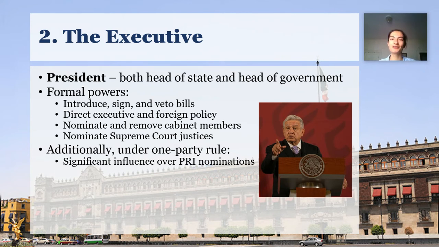In addition, the president will exercise really significant influence over who the PRI is going to put on the ballot for a bunch of other offices, legislative, executive, et cetera, up and down the ticket in the country.